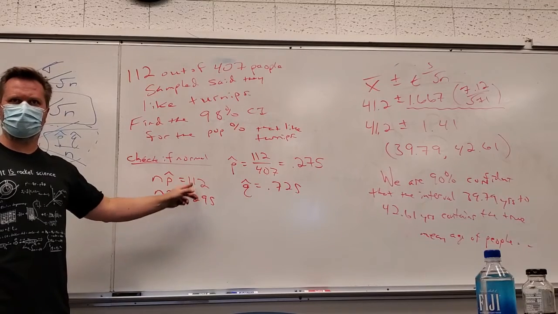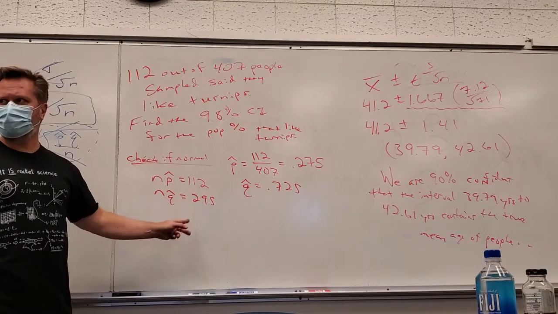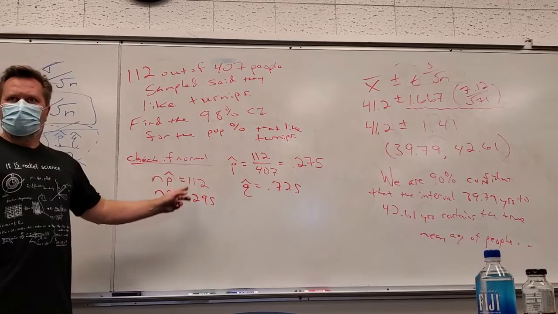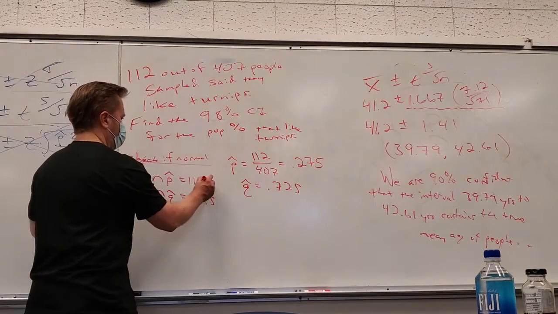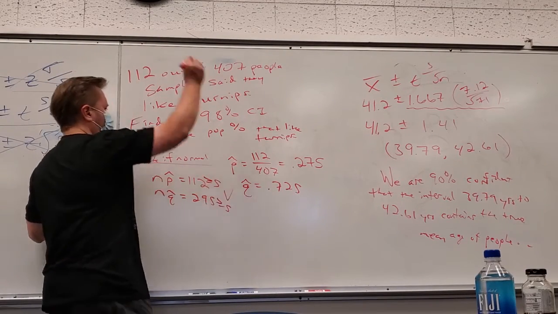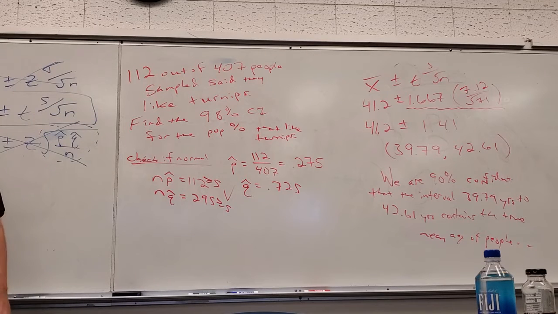What's the big deal with these? Why is this good? They're over 5. Yeah, they're at least 5. Check! So it means the same thing as n greater than 30 for means. It means the exact same thing. It's normal enough to do something. What if it's not above 5? Then you don't do it.